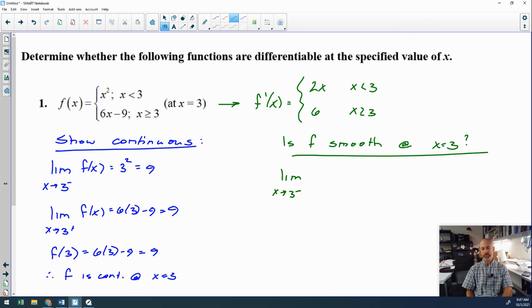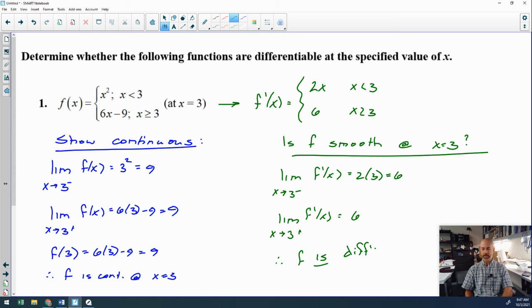Limit as x approaches 3 from the left of the derivative. And I want to know if that is indeed equal to the limit as x approaches 3 from the right of the derivative. And as we look at left and right sides, you will see that those are equal. They both equal 6. Therefore, f is differentiable.